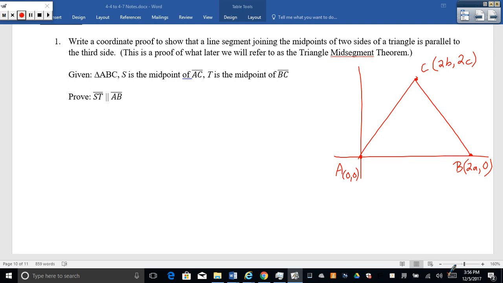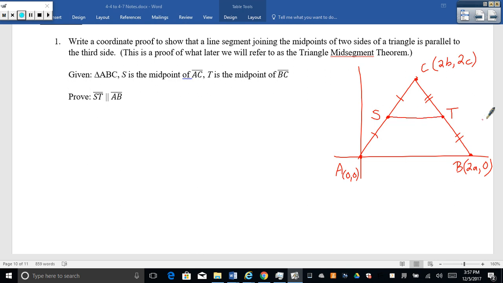Now, we then know, according to the given, that S is the midpoint of AC, and T is the midpoint of BC. And I want to mark it out accordingly. There and there.